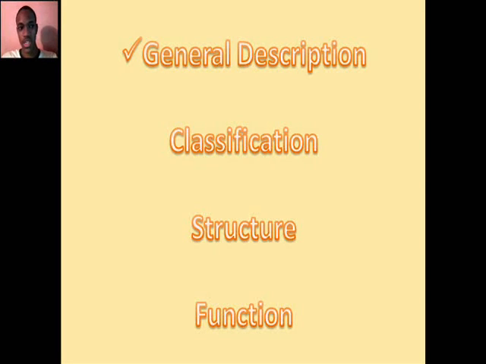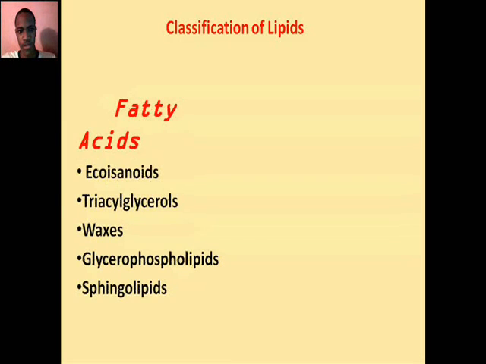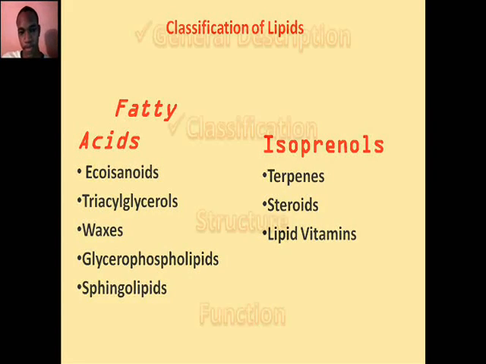Now, what we would do now is classify these lipids, and this would help to make it a little simpler to understand. The first group is known as fatty acids, and this consists of eicosanoids, triacylglycerides, waxes, glycerophospholipids, and sphingolipids. The second main class of lipids are what we call isoprenols. These include terpenes, steroids, and lipid vitamins.